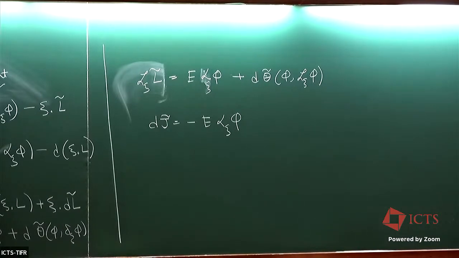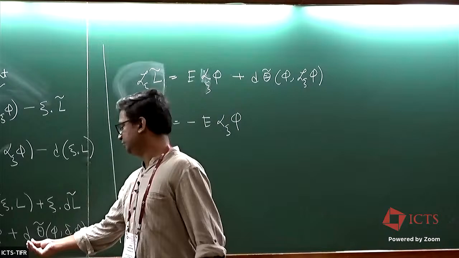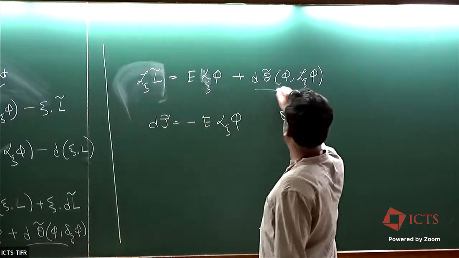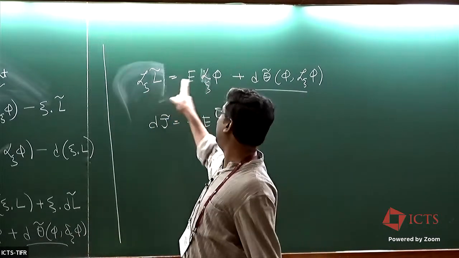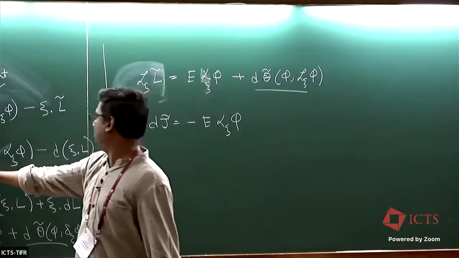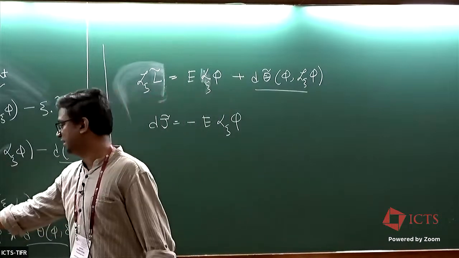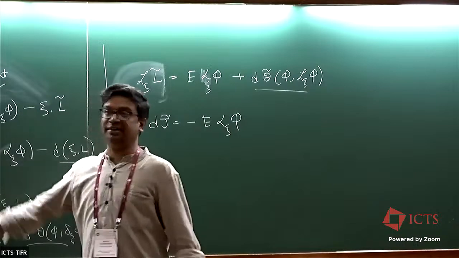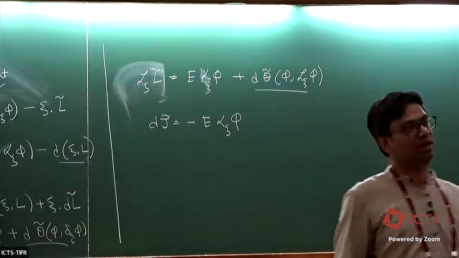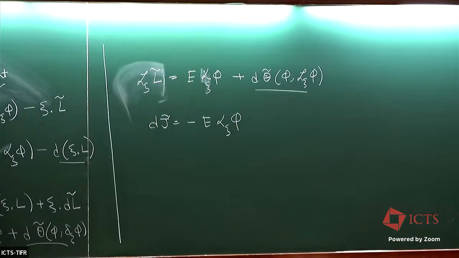Is it clear what I did? Very simple. I took this object and replaced it by L minus this. So if it is L minus this, and this equation is nothing but this, then this and the Lie derivative of L cancel out. I only get that part. Is this clear?